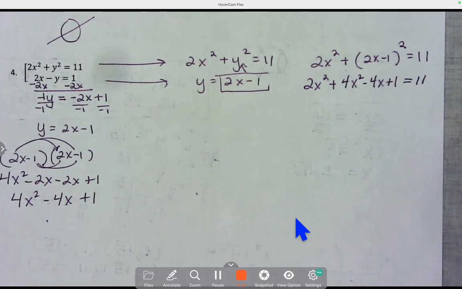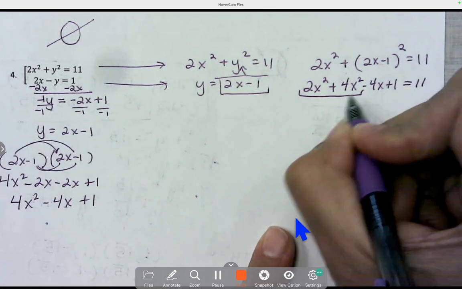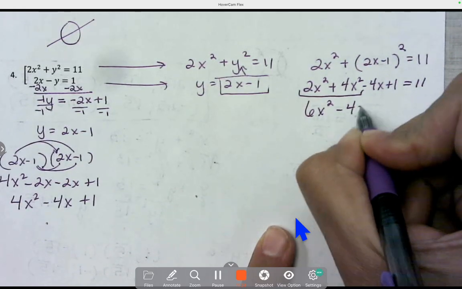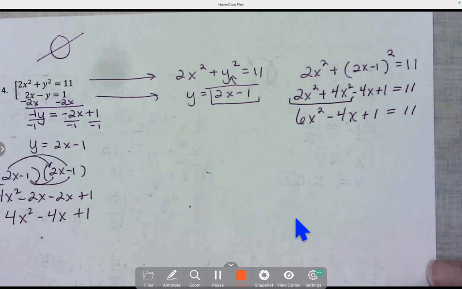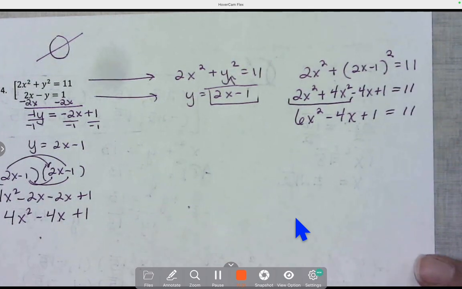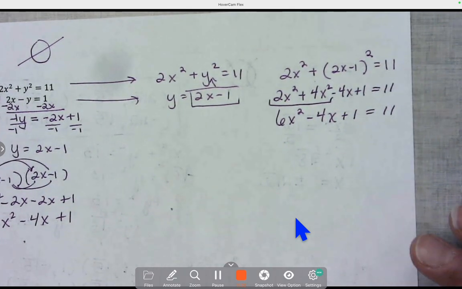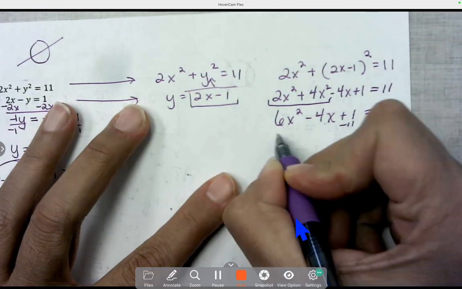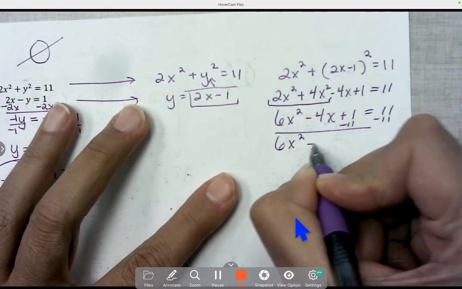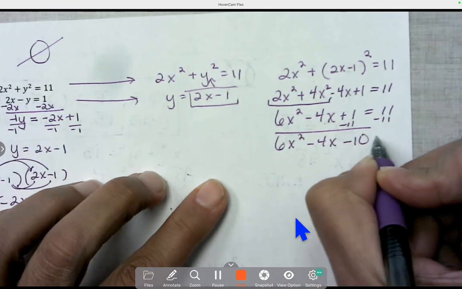So let's go ahead and combine like terms. This gives us 6x squared minus 4x plus 1 equals 11. Now this is quadratic, so in order to solve a quadratic equation, we have to set it equal to 0 and solve by factoring or quadratic formula. So I'm going to subtract 11 from both sides, and we get 6x squared minus 4x minus 10 equals 0.